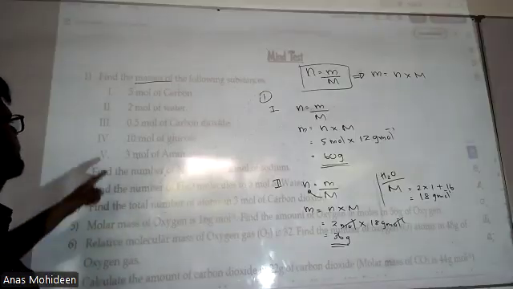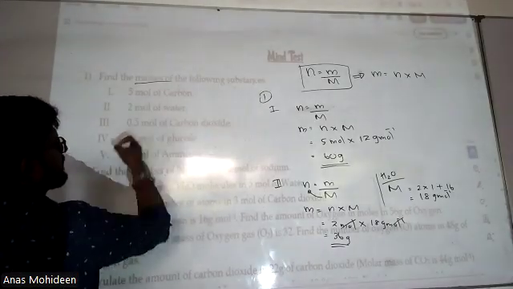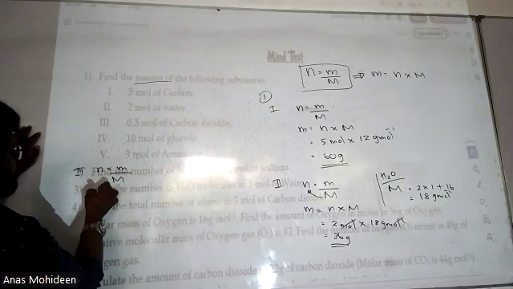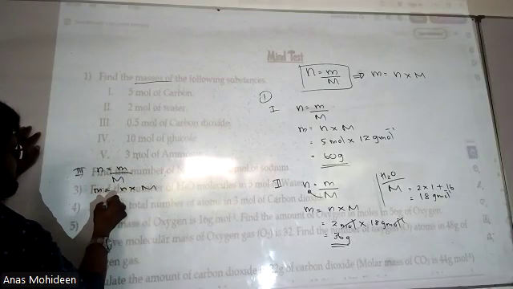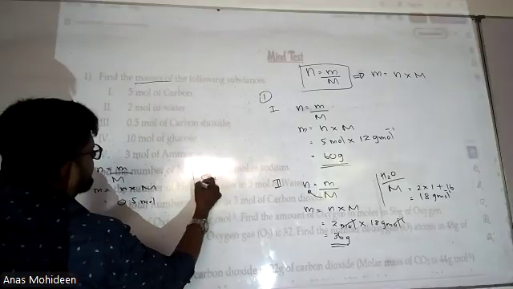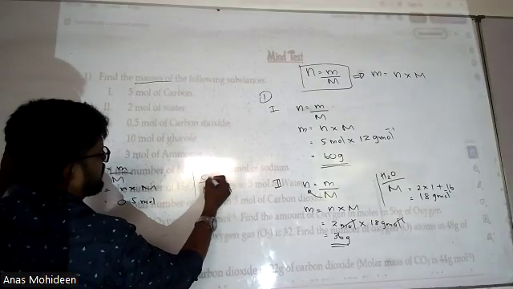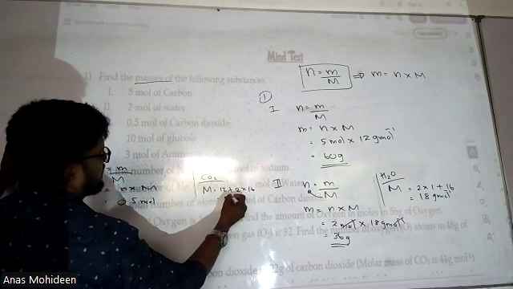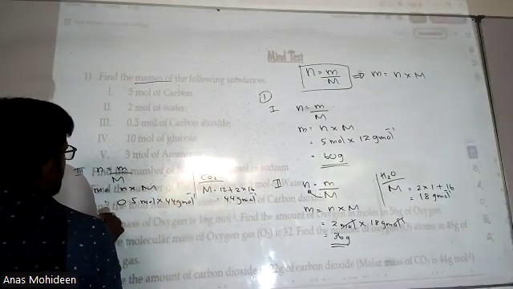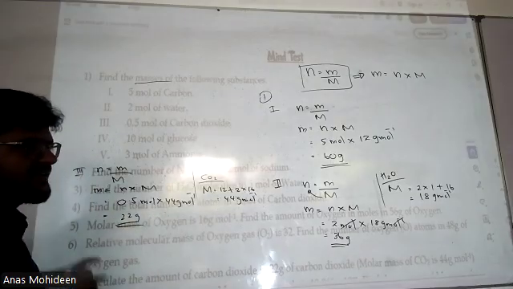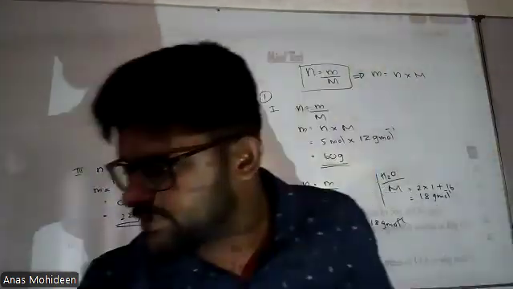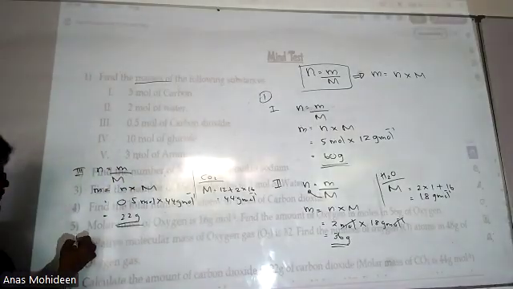Ammonia, 17. Third one: 0.5 moles of carbon dioxide, right? Moles equal given mass over molar mass, so mass equals moles into molar mass. How many moles? 0.5. Molar mass of carbon dioxide, I am writing carbon dioxide here: carbon 12 plus oxygen 2 into 16, correct? 44 grams per mole. Multiplying by 44 grams per mole, half of that is how much? 22 grams, right? Clear? 22 grams, okay?